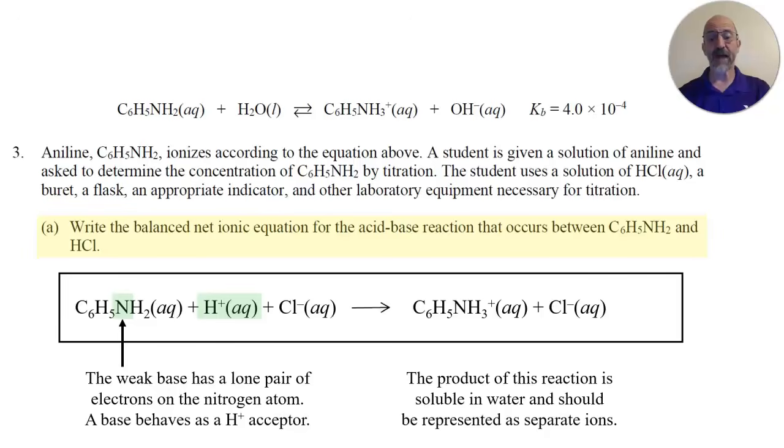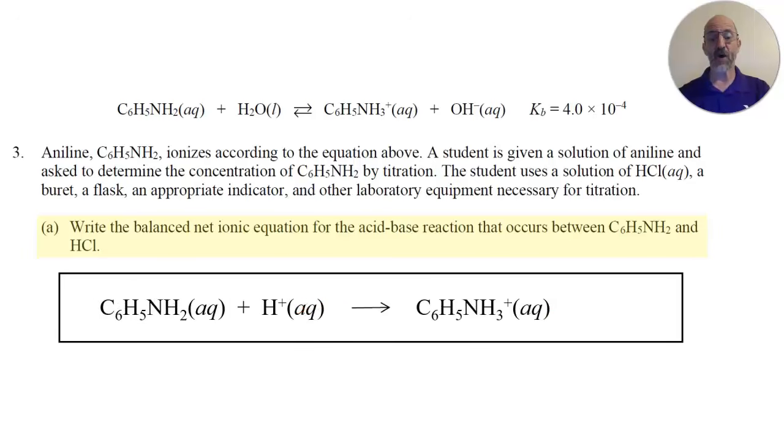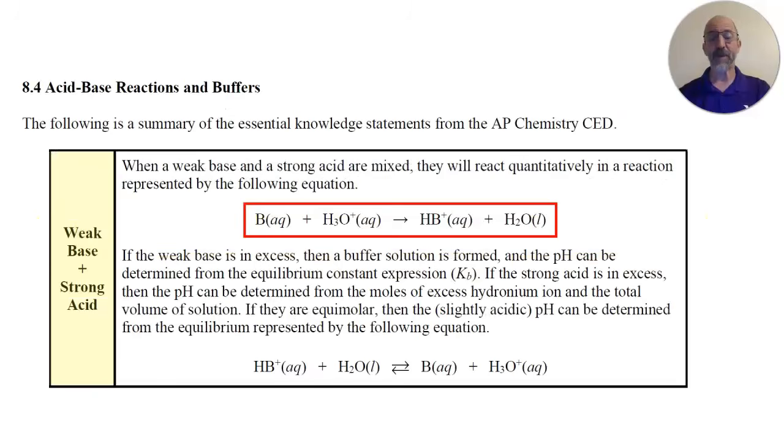All right, let's go ahead and cross off that spectator ion. So I see chloride on the left. I see chloride on the right. And so now that is the net ionic equation for the reaction between a weak base and a strong acid. And if you're thinking, have we seen this before, like in an earlier part of the lesson? Yes. So when a weak base reacts with a strong acid, there's the weak base represented as capital B, there's the strong acid. Now, it does say hydronium, but that's similar to H plus in terms of those ions are often used interchangeably. There's my HB plus, or the conjugate acid ion, and then there's water.